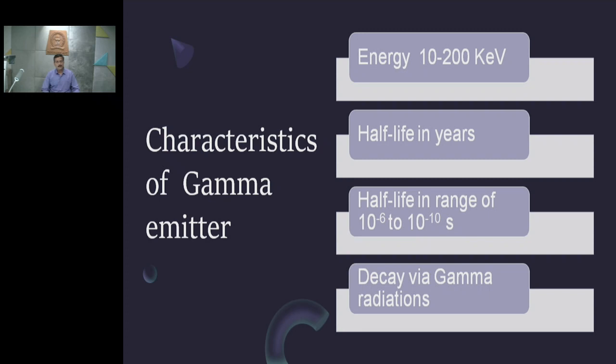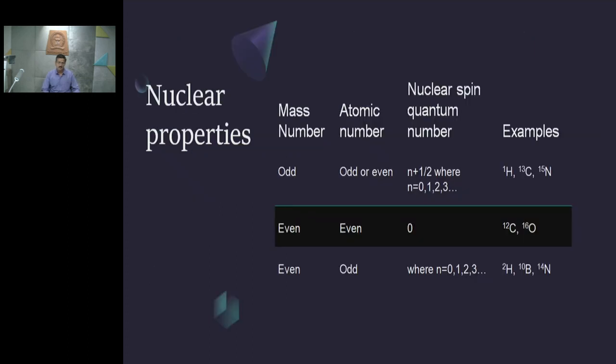Generally, the energy for that is 10 to 200 kilo electron volts. These gamma emitters have half-lives of many years. Why? Their half-life is in the range of some 10⁻⁶ to 10⁻¹⁰ seconds, and the decay process is nothing but gamma radiation. So the question arises, what are the nuclear properties playing a major role in the absorption of such gamma radiation by the nucleus?